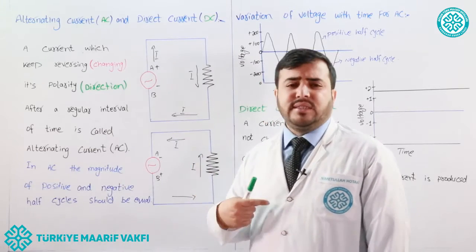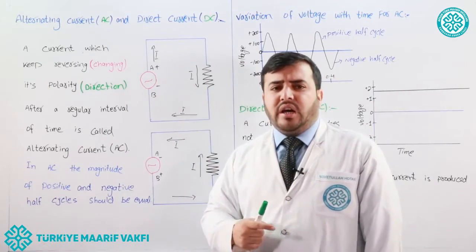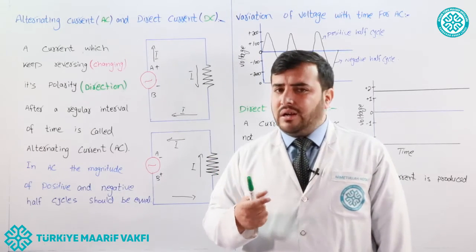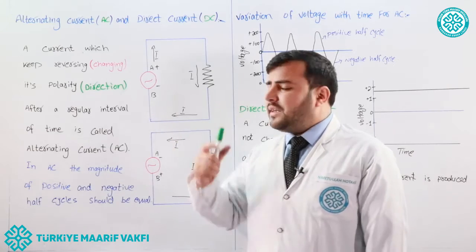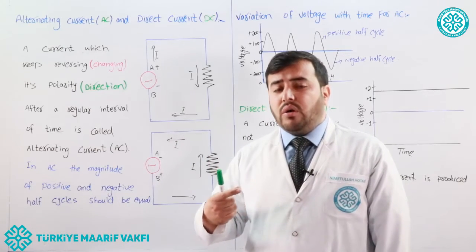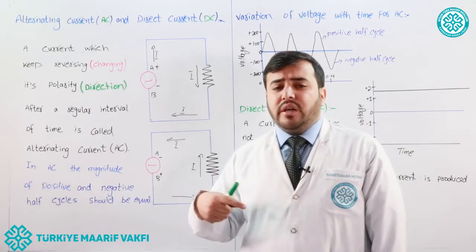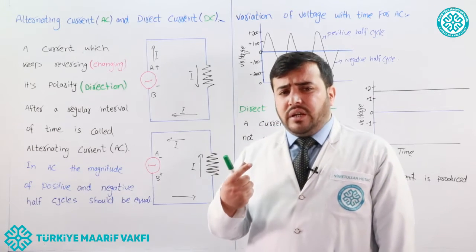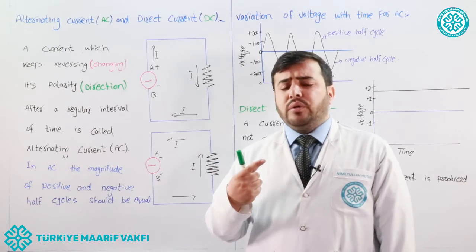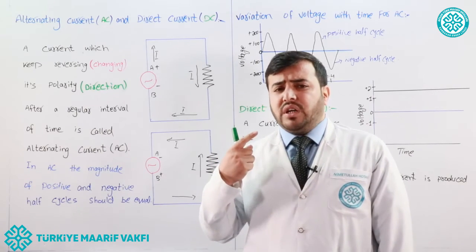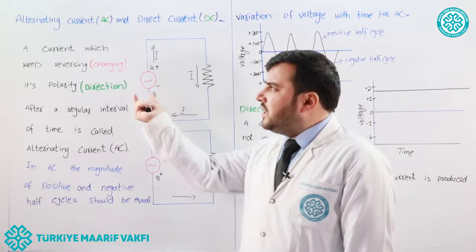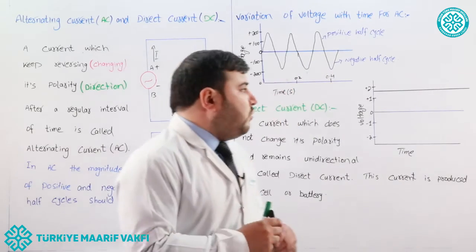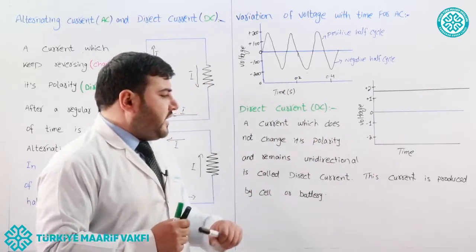This type of current is called direct current, and the source of direct current is a battery or a cell, while the source of AC current is a generator, or we can produce it in power plants. The AC current is the current which we are using in our homes. Now come to the voltage time variation of the direct current.